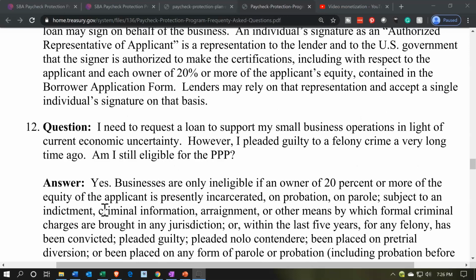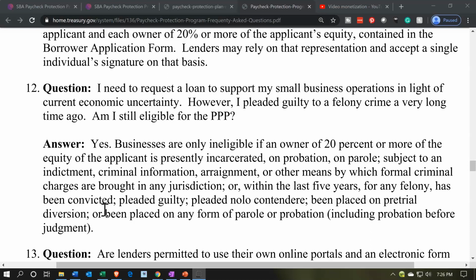Question. I need to request a loan to support my small business operations in light of the current economic uncertainty. However, I pleaded guilty to a felony crime a very long time ago. Am I still eligible for the PPP?